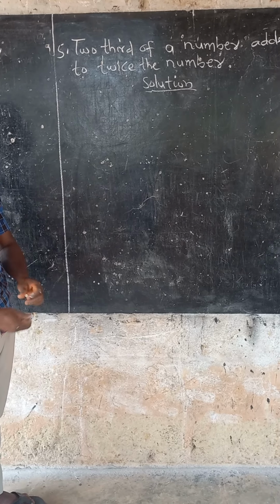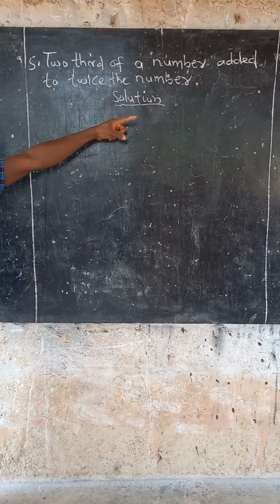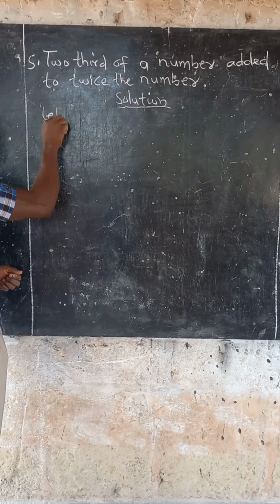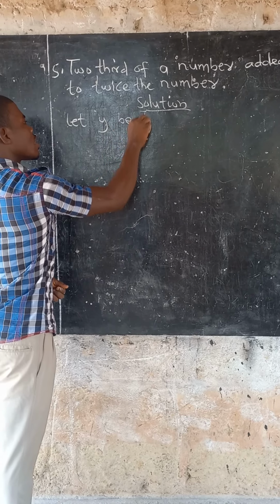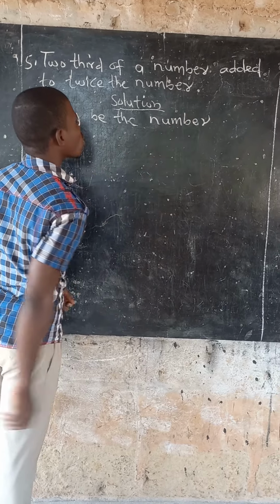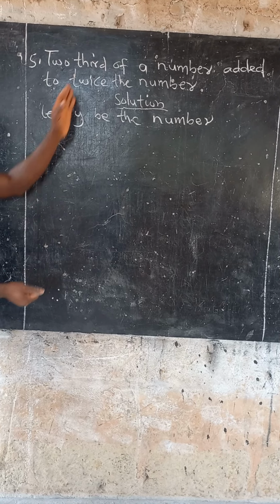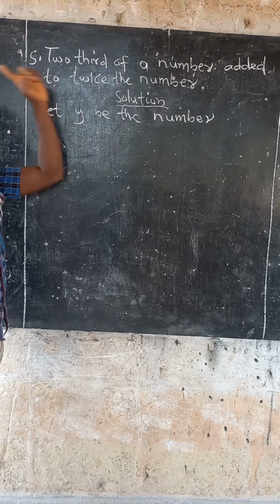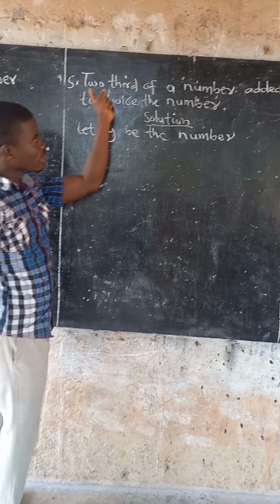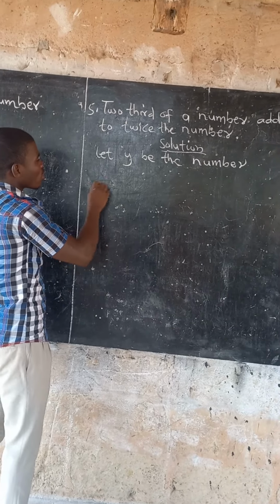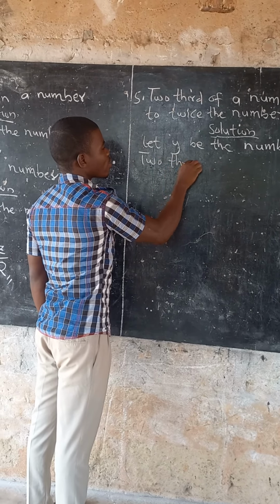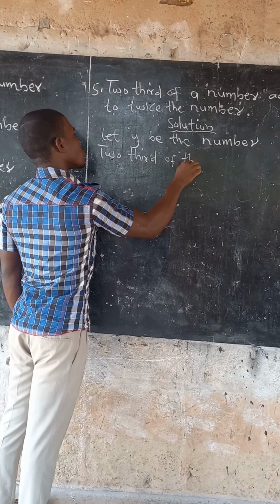Now let's look at this example. We said 2/3 of a number added to twice the number. So let y be the number. First of all, this question is in 2 parts. It is saying 2/3 of a number added to twice the number. So first of all, let's deduce the first part. 2/3 of the number.